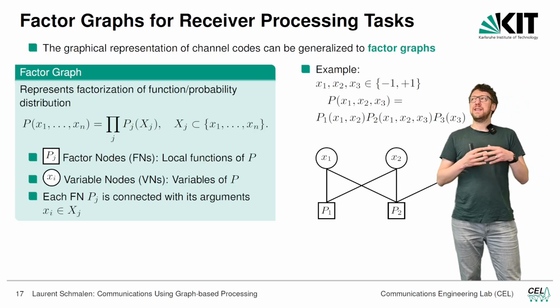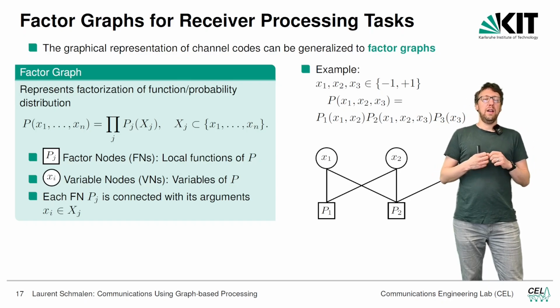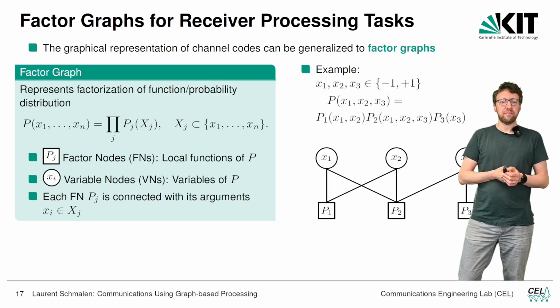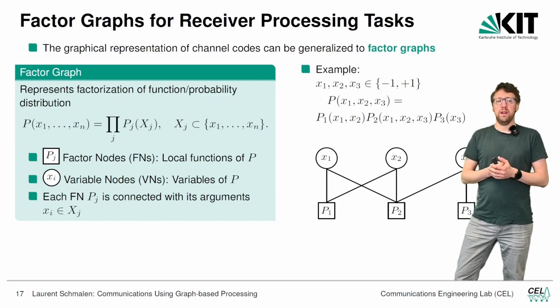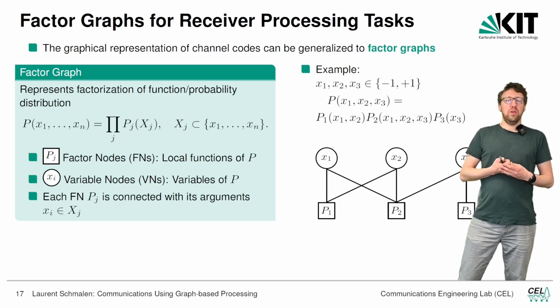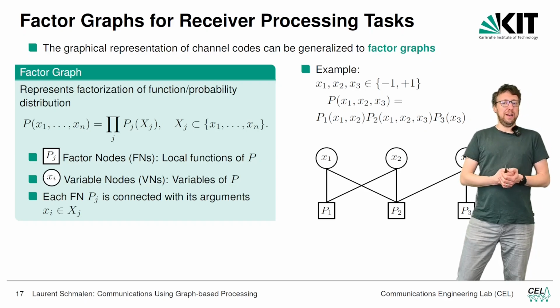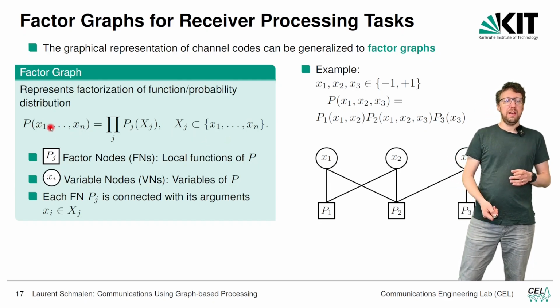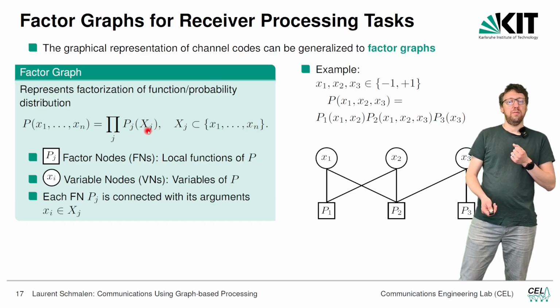What we do now is we extend this graphical representation a little bit, and we formalize this a little bit and we introduce a tool called a factor graph. A factor graph is a tool that is known in the literature, especially in classical machine learning, and it's a tool to represent a factorization of a function, essentially. So we have a function, for instance, we call this function p, and it depends on n input parameters x1 to xn, and we can write this function as a product of individual functions pj that each depend on a subset of input parameters.